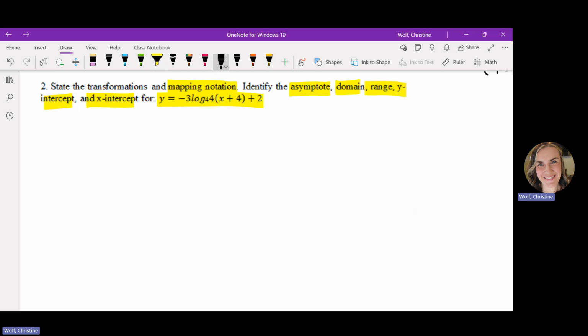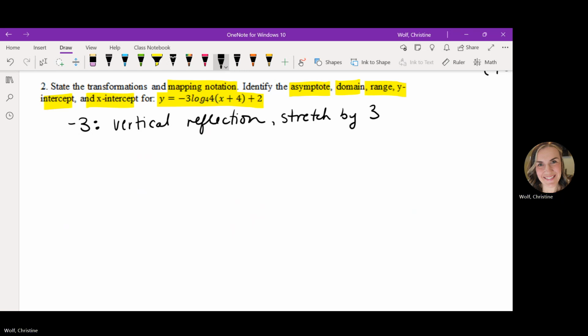Okay, so first of all, transformations. I just work from left to right. I see a -3 and I'm going to write down what that does. That -3 is your A value. That means we have a vertical reflection. That's the negative. Okay, the negative is the vertical reflection and also a vertical stretch by a factor of 3. We don't flip that guy. 3 is 3. All right, that takes care of that.